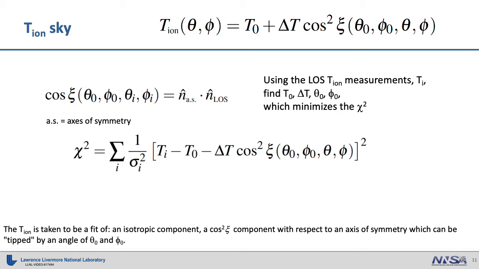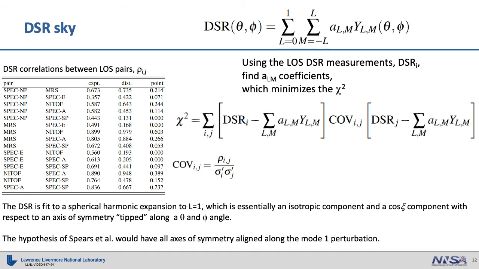The Tion is taken to be a fit of an isotropic component and a cosine squared component with respect to the axis of symmetry, which can be tipped at an angle of theta and phi. The DSR is fit to a spherical harmonic expansion to L = 1, which is essentially an isotropic component and a cosine component with respect to an axis of symmetry tipped along a theta and phi angle. The hypothesis of Spears et al. would have all axes of symmetry aligned with the mode 1 perturbation.